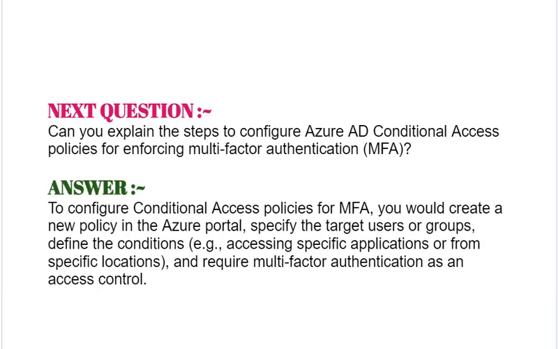Our next interview question is: can you explain the steps to configure Azure AD conditional access policies for enforcing multi-factor authentication (MFA)? Your answer should be: to configure conditional access policies for MFA, you would create a new policy in the Azure portal, specify the target users or groups, define the conditions, for example, accessing specific applications or from specific locations, and require multi-factor authentication as an access control.